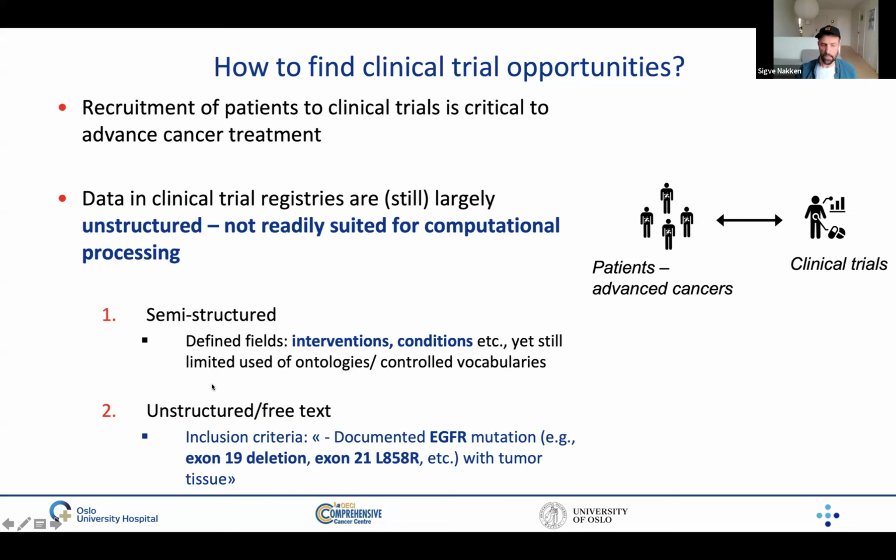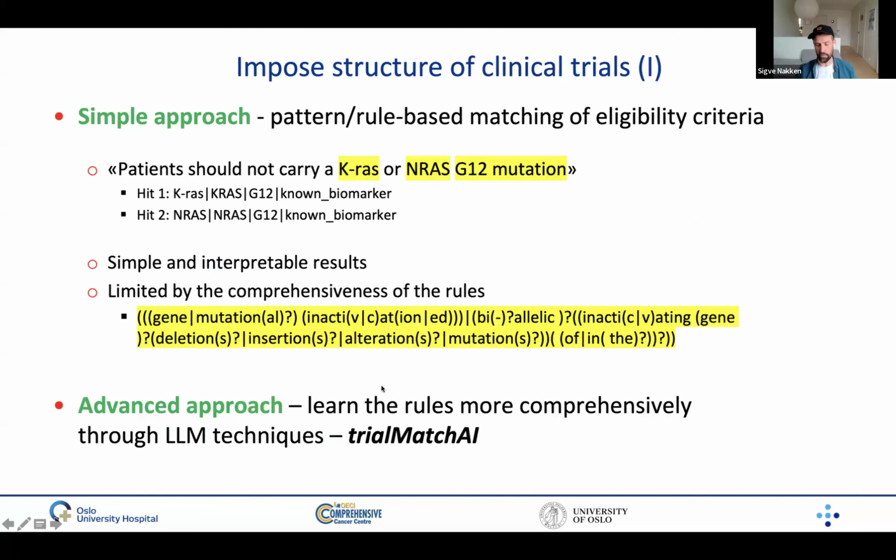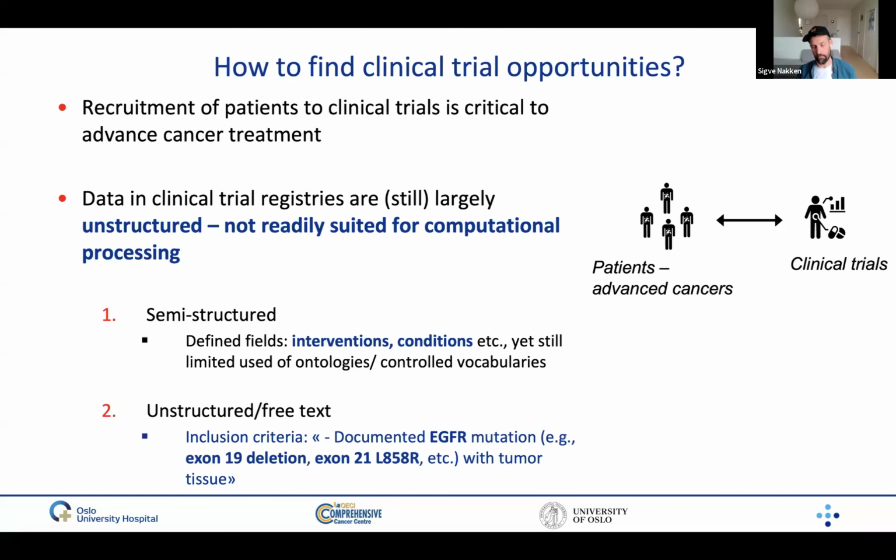So you can have an inclusion criterion for a particular trial that says that the patient should have a documented EGFR mutation, for instance, exon 19 deletion, exon 21, and so forth. So this is the challenge: to pull out that information efficiently.